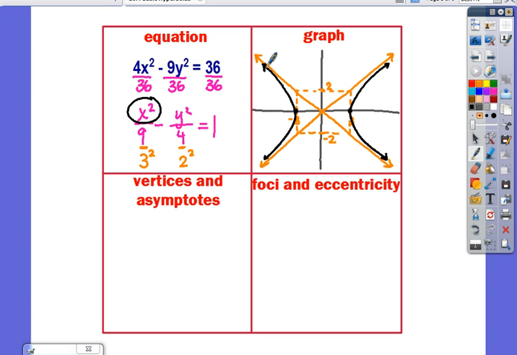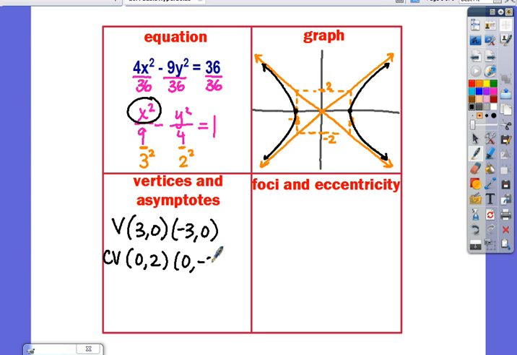So let's write down our vertices. Our vertices are 3, 0, and negative 3, 0. I'll let you call them co-vertices, or endpoints of the conjugate axis. That would be 0, 2, and 0, negative 2.